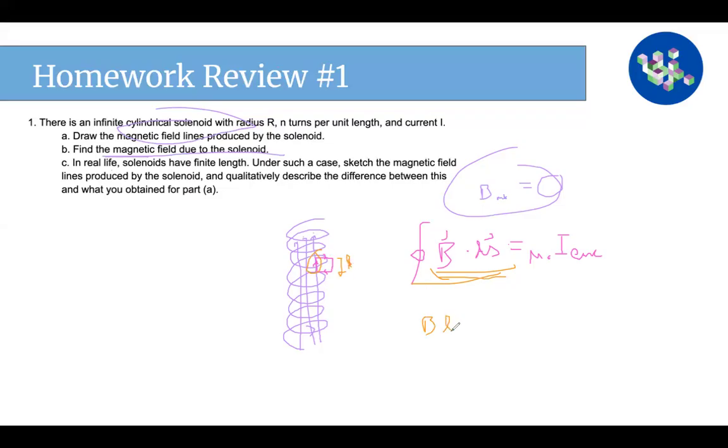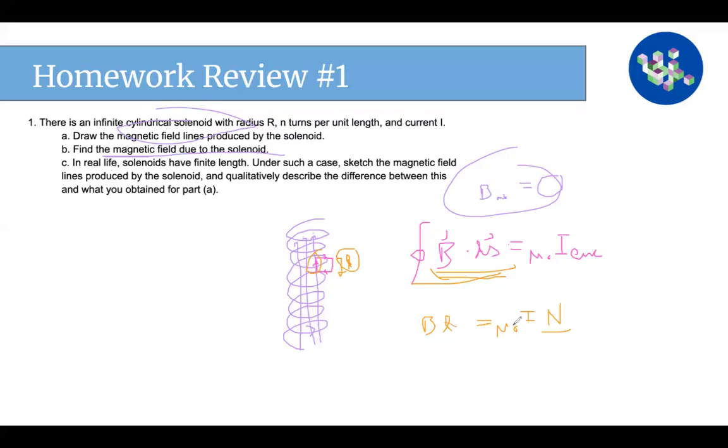So B times L would equal mu zero times the enclosed I, right? And the enclosed current, because every time there's a new turn in the solenoid, there will be another enclosed current, will be mu zero times big I, and then times some number of turns, I'll call it big N, right? So it would just be the number of turns that the solenoid has when I go up by a length L, right?